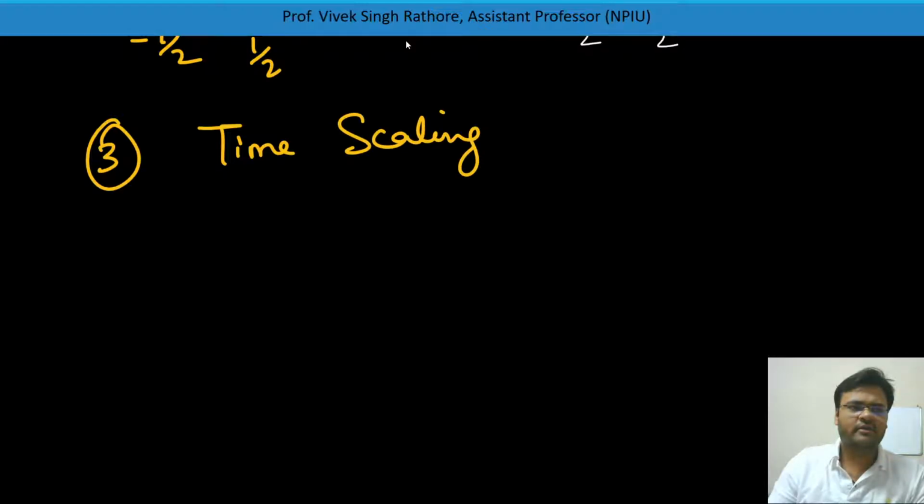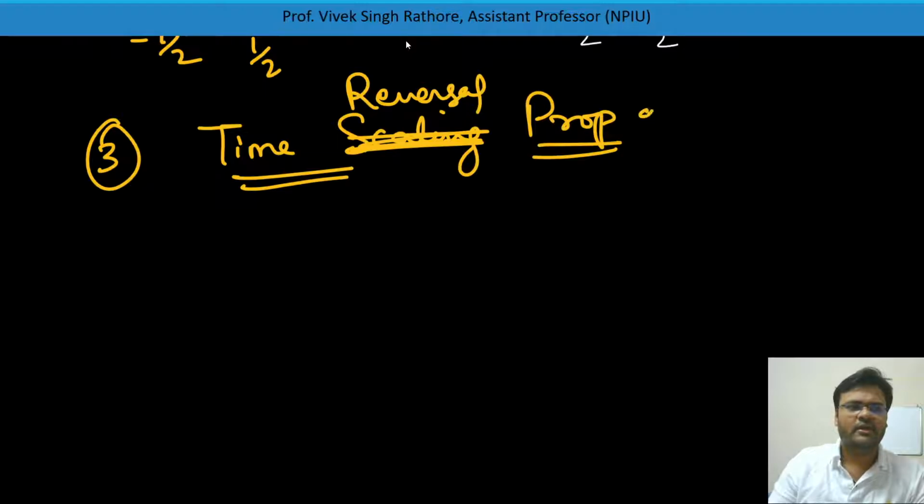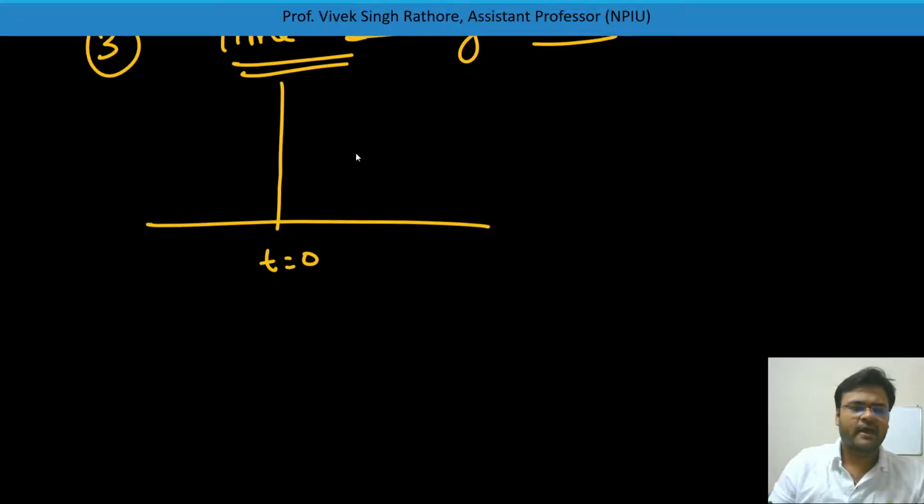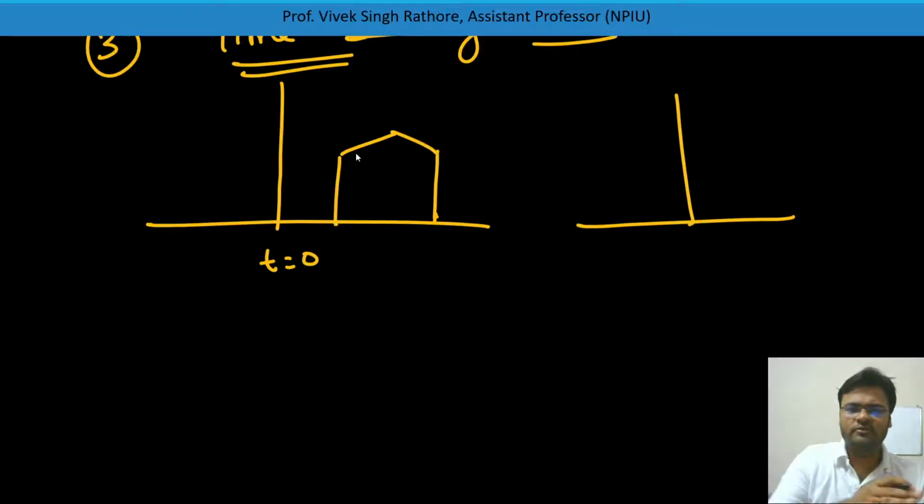Time reversal property. Time scaling I have done. Okay, time reversal property. Now the name suggests time reversal means we need to reverse it in time domain. So this was the value t is equal to 0 and some signal was there, maybe this signal was there. If you do time reversal, just the mirror image you need to calculate.